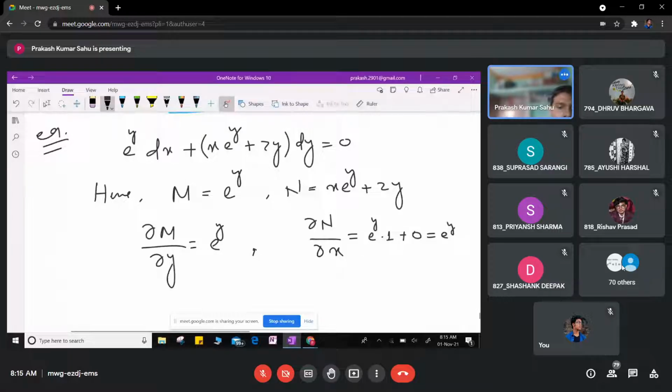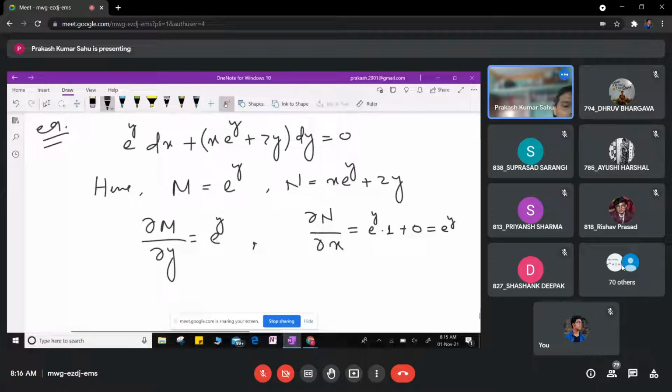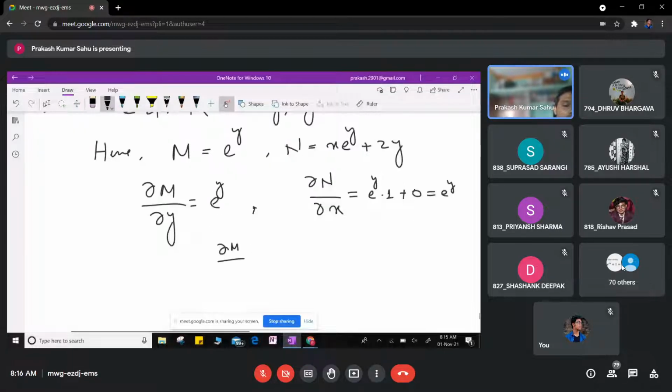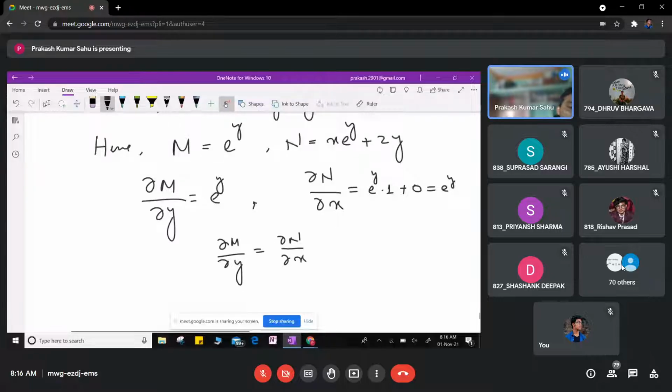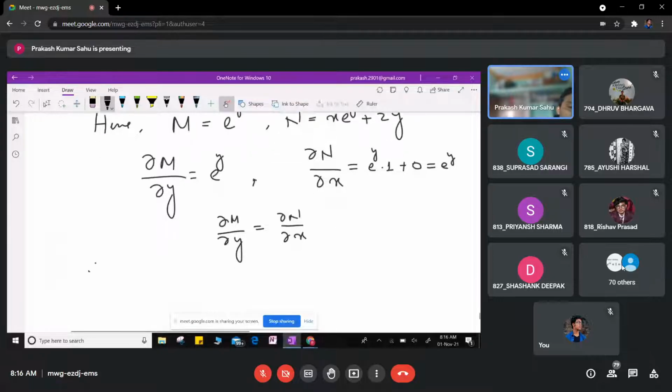So now you see this del m by del y is equal to del n by del x. Both are same, and if both are same, we can write that the given differential equation is exact.